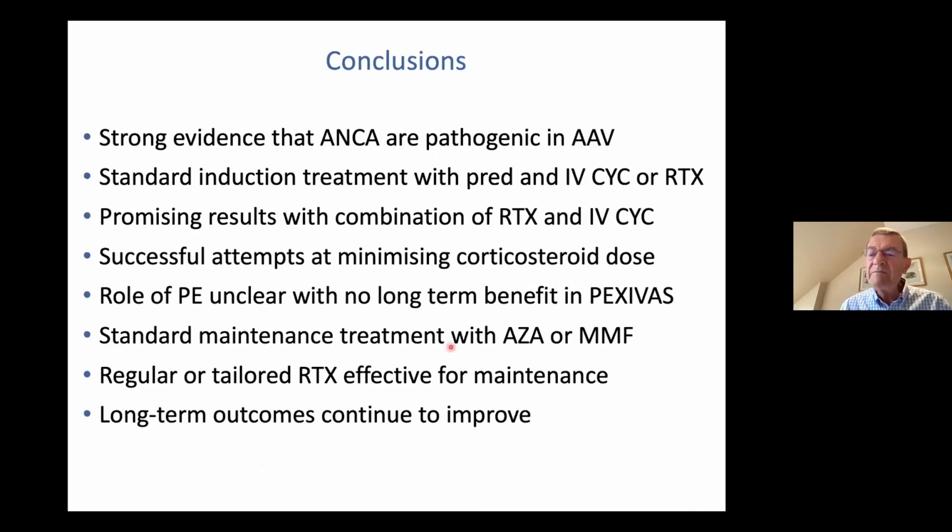So in conclusion, I've shown you there's strong evidence that ANCA are pathogenic in vasculitis. Standard induction therapy could be with prednisolone and intravenous cyclophosphamide or rituximab. I've shown you some promising results using a combination of rituximab and low-dose intravenous cyclophosphamide, and there are several successful attempts at minimizing corticosteroids, both using the corticosteroid sparing protocol I described and also using avacopan.